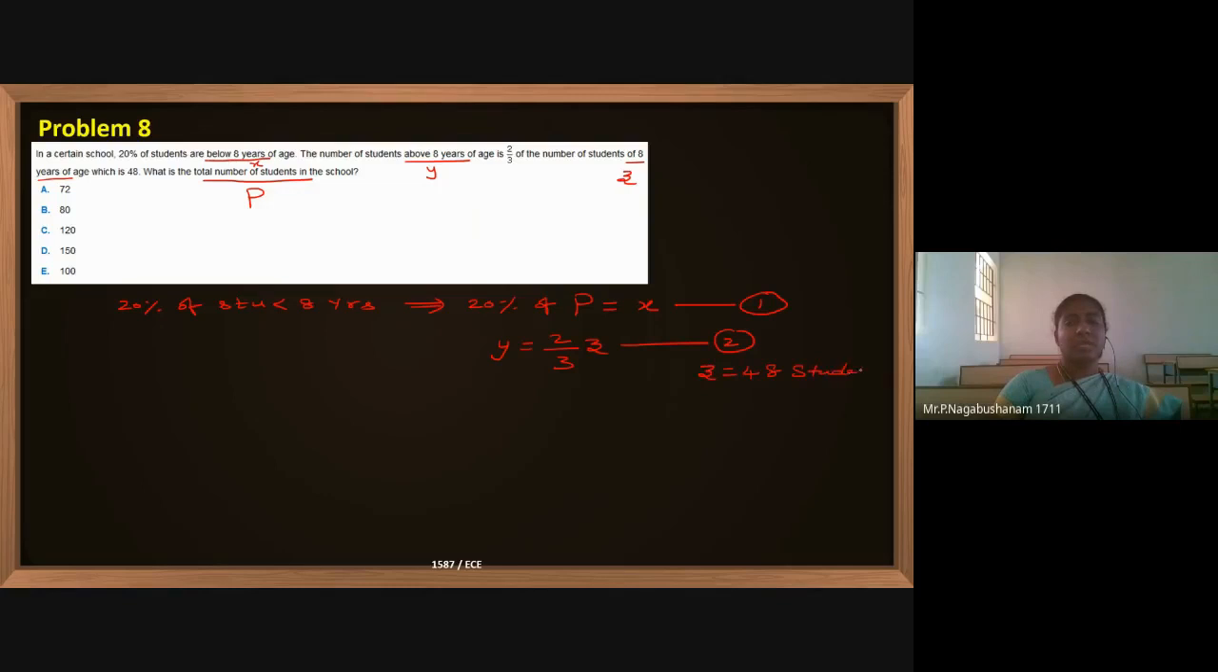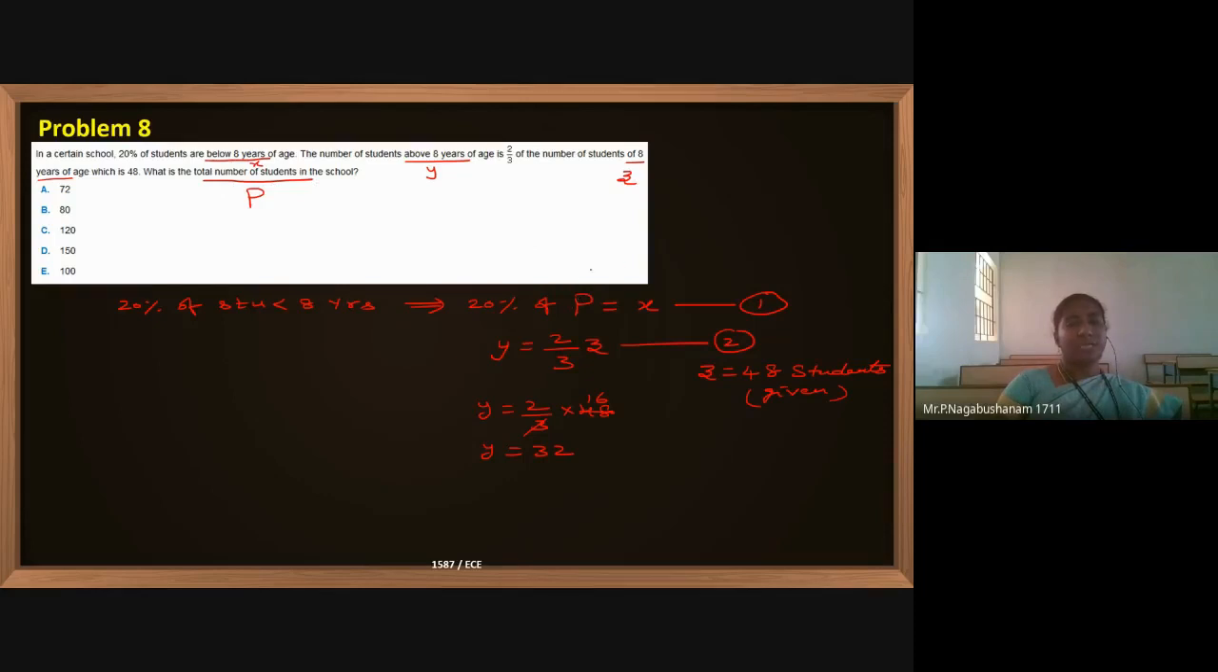This is the given detail. Now if we use this in equation 2, what will happen? Y equals 2 by 3 times 48. So Y value: 16 3s are 48, 16 2s are 32. So 32 is the value for Y. What they are asking finally is, what is the total number of students in the school? So total number means we have to calculate the P value.